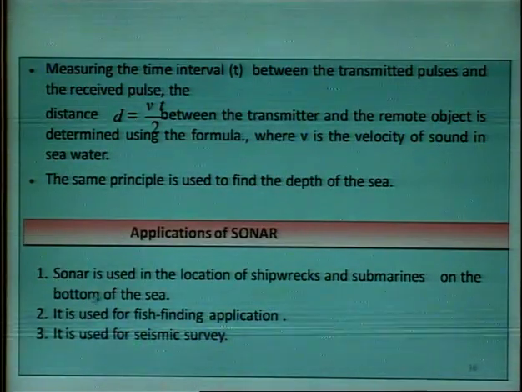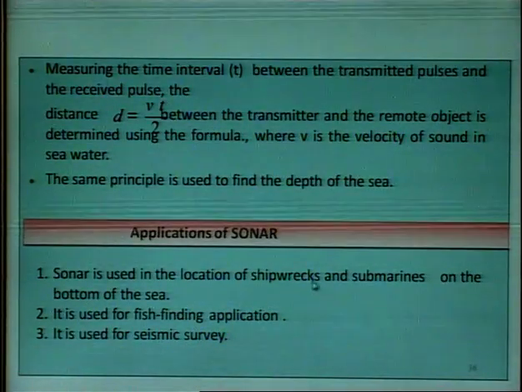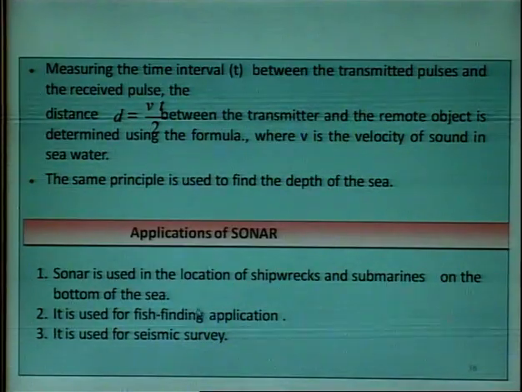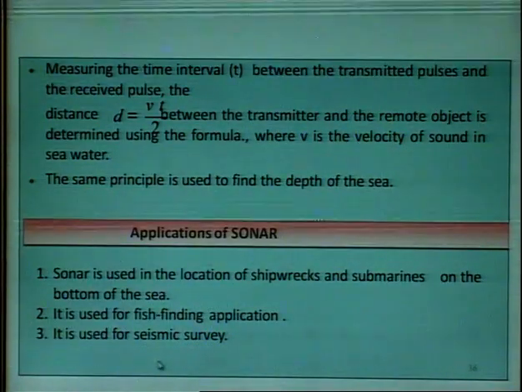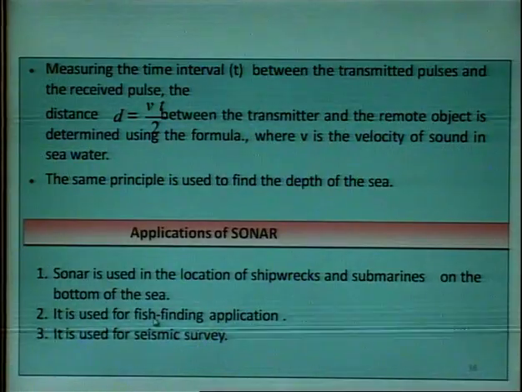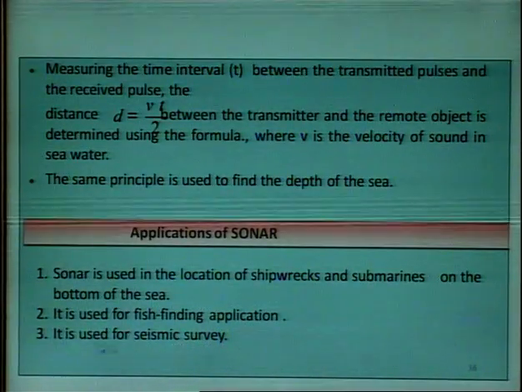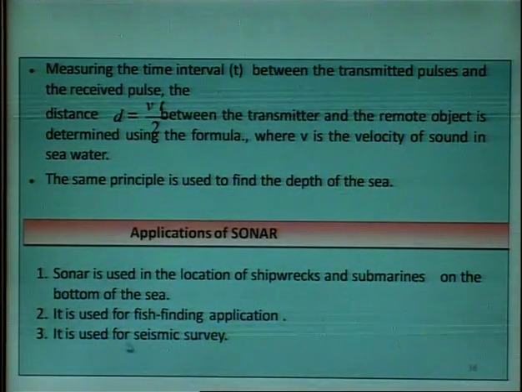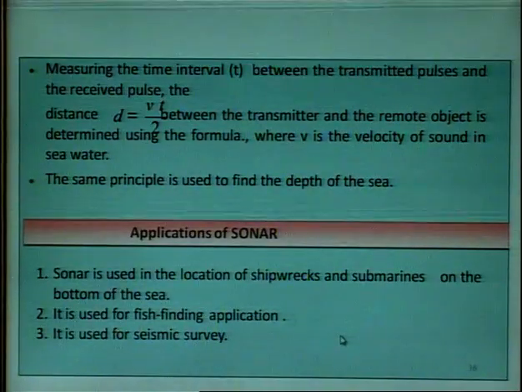Applications of sonar: it is used for the location of shipwrecks and submarines on the bottom of the sea. It is also used for fish finding, and it is used for seismic survey.